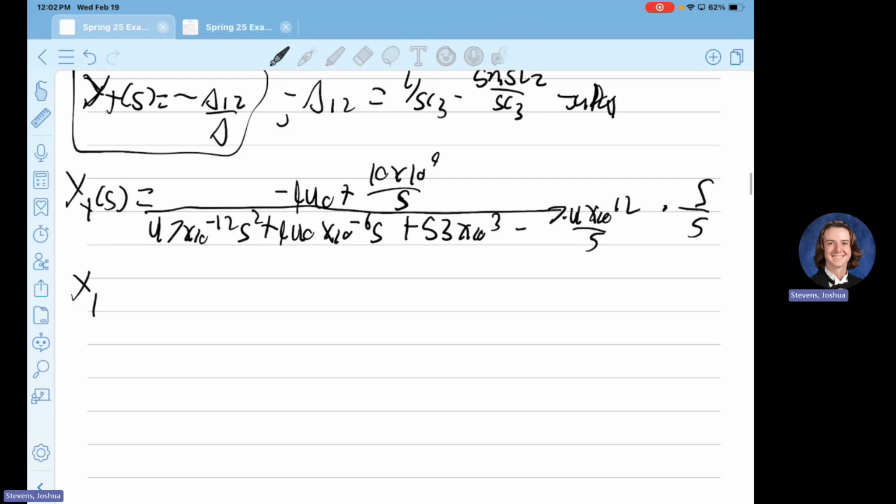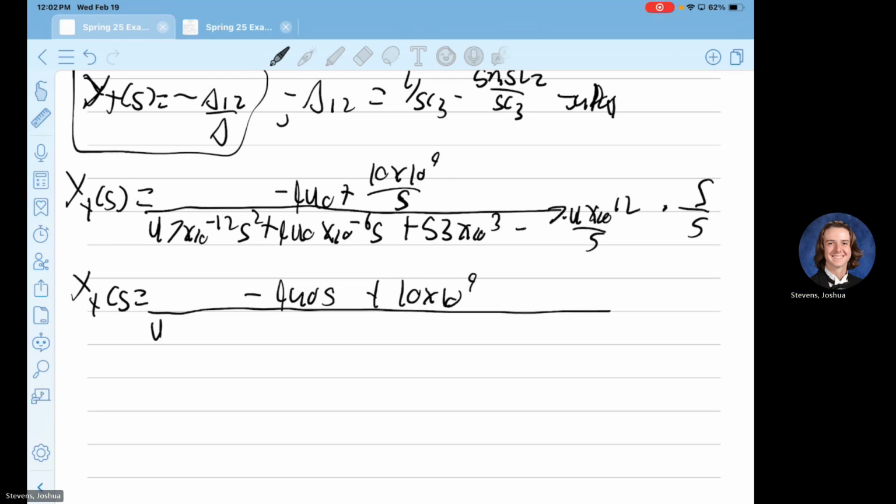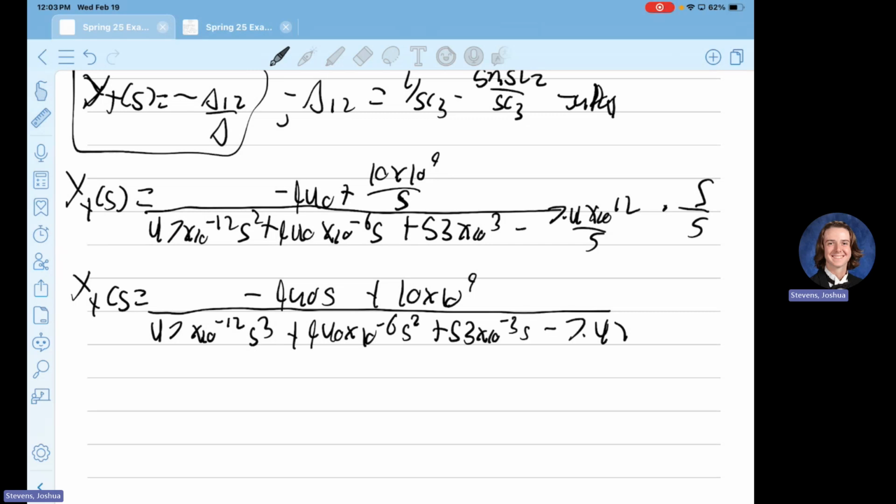So that just becomes YT of S equals negative 940 S plus 10 times 10 to the 9th over 47 times 10 to the negative 12 S cubed plus 940 times 10 to the negative 6th S squared plus 53 times 10 to the negative 3rd S, minus 7.4 times 10 to the 12th. We are almost done. What is the one thing we have left to do?